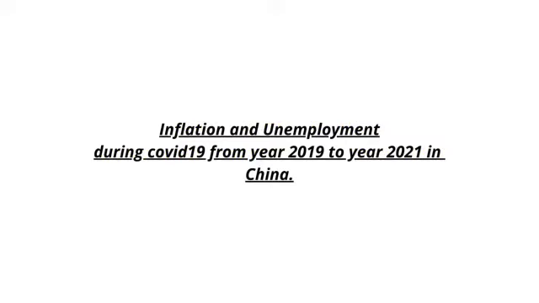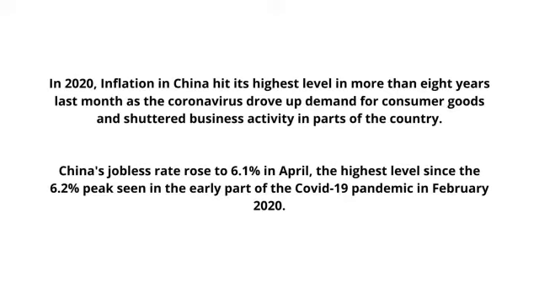Next is inflation and employment during COVID-19 from year 2019 to year 2021 in China. In year 2020, inflation in China hit the highest level in more than 8 years last month as the coronavirus drove up demand for consumer goods and shattered business activity in parts of the country. Next, in the same year, 2020, in April, China's jobless rate rose to 6.1%, the highest level since the 6.2% peak seen in the early part of the COVID-19 pandemic in February 2020.